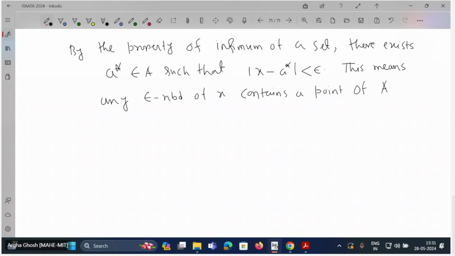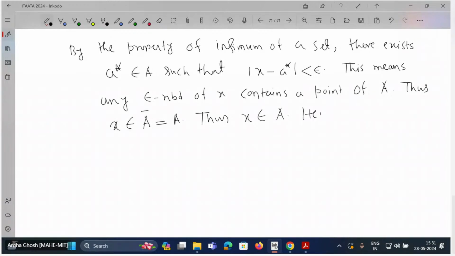That means what? Does x belong to A closure? Correct. So we prove that whatever neighborhood of the point x, it will always contain a point of the set A. So x is an element of the closure. Okay, this proves it, but A closure is A because A is a closed set. So thus x belongs to A.